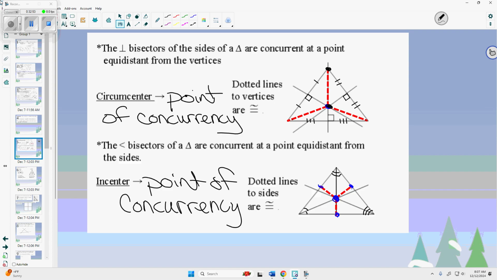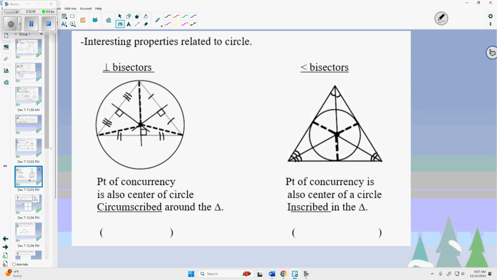So if you turn to that next page, the perpendicular bisectors, the point of concurrency is also the center of a circle circumscribed around the triangle. So where is the circle? Outside. The circumcenter circumscribes the circle. It just puts the circle on the outside because you're going from the center to the corners of your triangle. The point of concurrency for the angle bisectors, the incenter, is the center of a circle inscribed in the triangle. So it is inside.